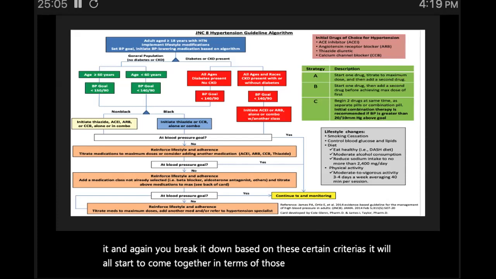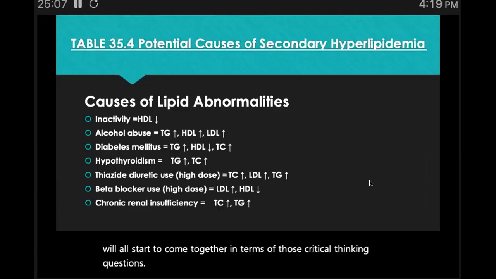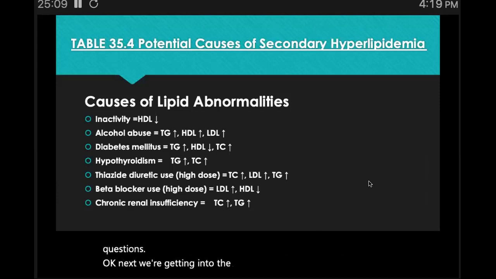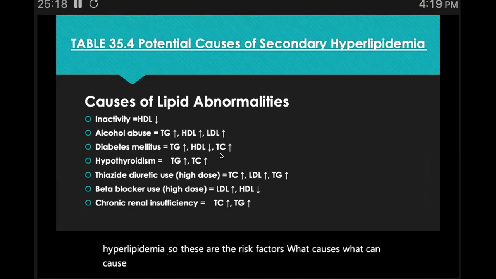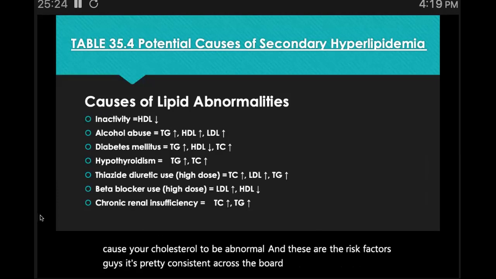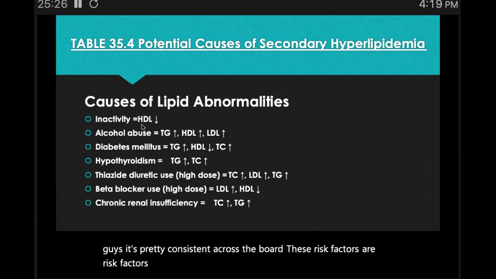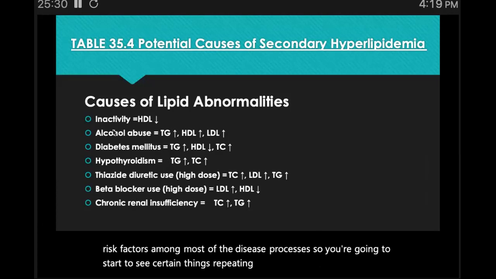in terms of those critical thinking questions. Okay, next, we're getting into the potential causes of secondary hyperlipidemia. So these are the risk factors. What can cause your cholesterol to be abnormal? And these are the risk factors, guys. It's pretty consistent across the board. These risk factors are risk factors among most of the disease processes. So you're going to start to see certain things repeating themselves over and over again.